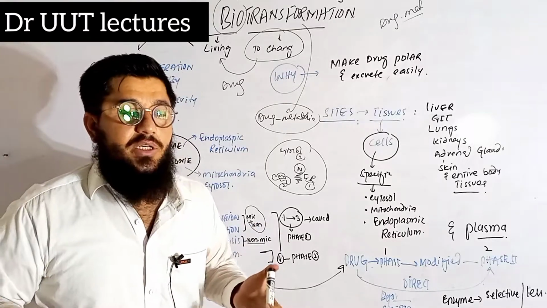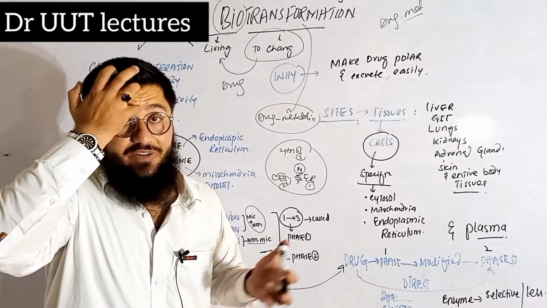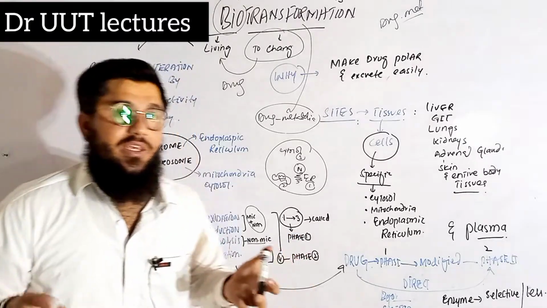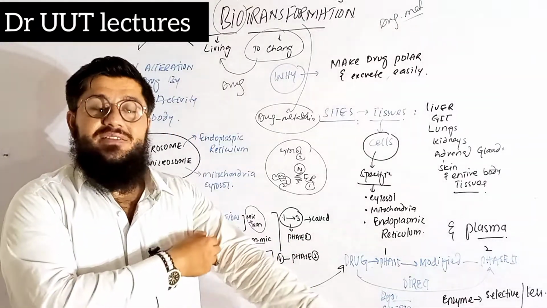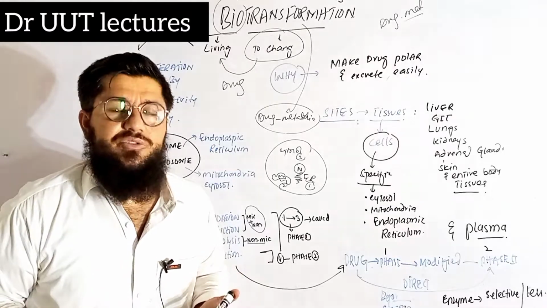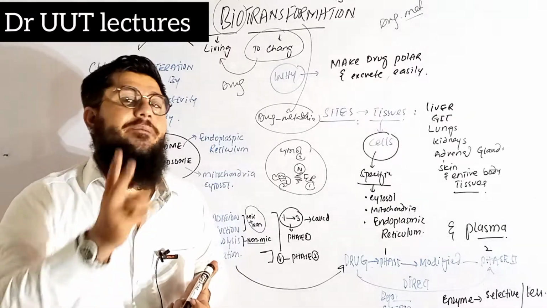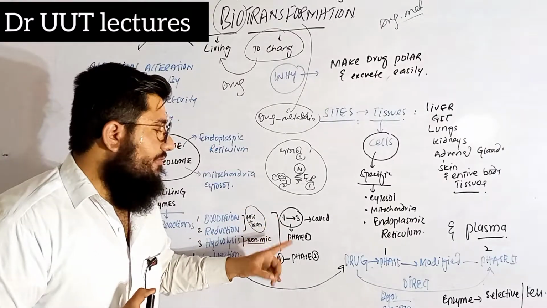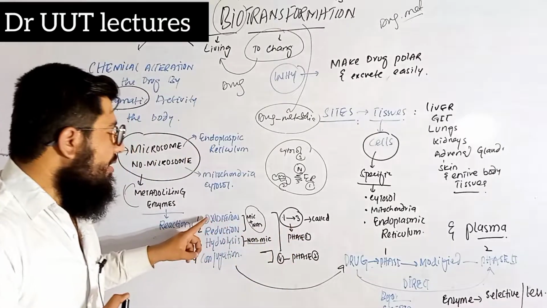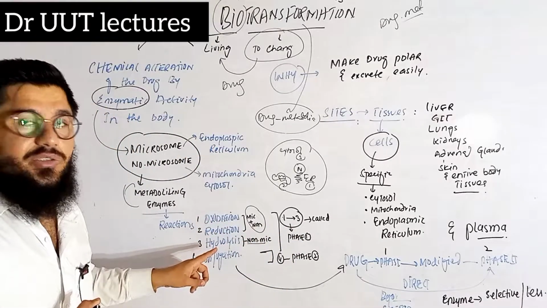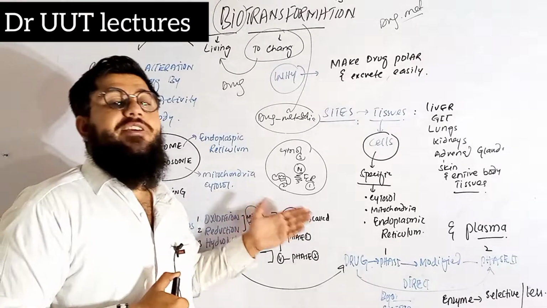So you might be asked such questions in the exam. What are the types of phases, or how many phases are there in drug metabolism? You will say 2 phases. Phase number 1, phase number 2. In phase number 1, we talk about the oxidation, reduction, and hydrolysis reactions. So these reactions are placed in phase number 1.